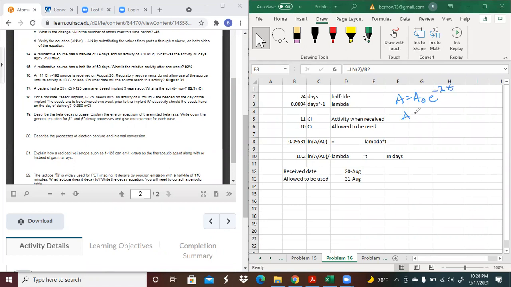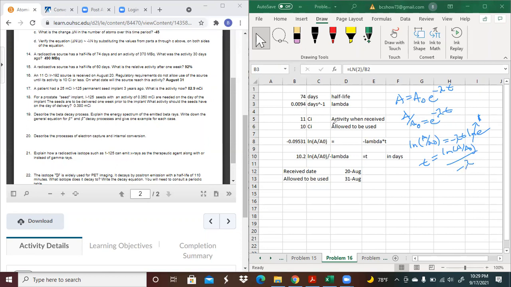So we know A divided by A naught. It's going to be this. So we are going to try to figure out what time is. Again, we take the natural log of both sides. I'm going to bring the coefficient down already. That did not 0, that's 1. So solving for time, we get the natural log of A divided by A naught, over lambda.